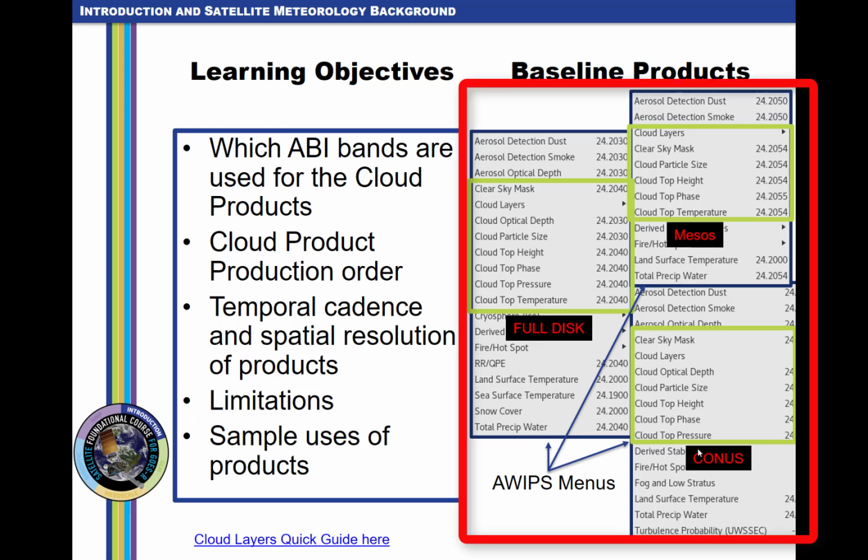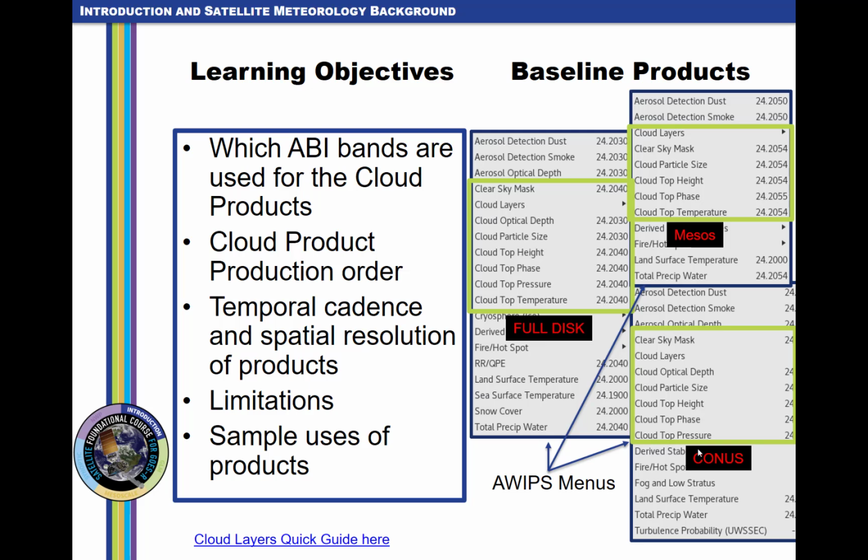GOES-R baseline products are listed on the right within AWIPS. These products are available in AWIPS under Derived Products in the Satellite menu. You'll note that different products are available under different domains. Note that cloud layers are not discussed in this training, but there is a quick guide for those available at the link.